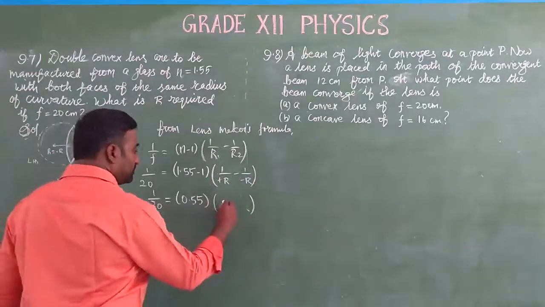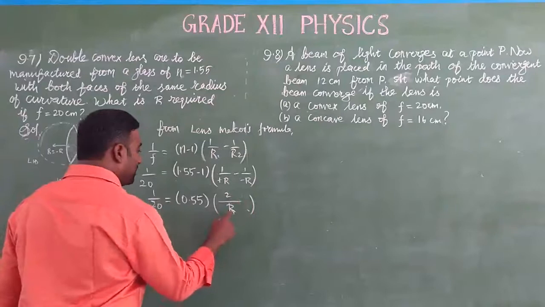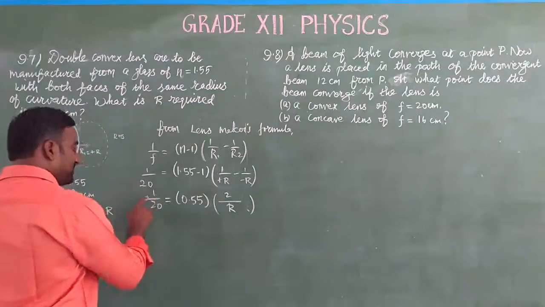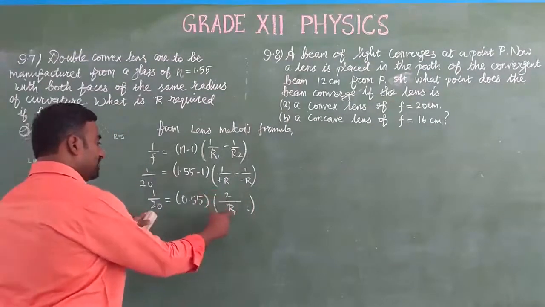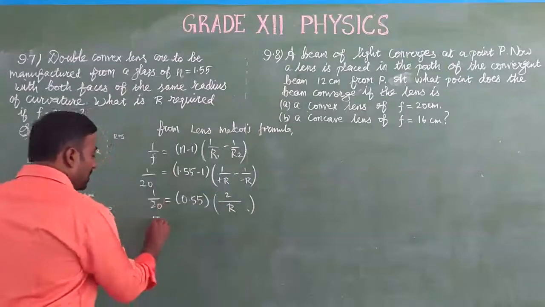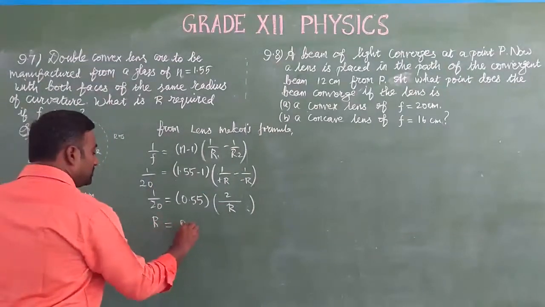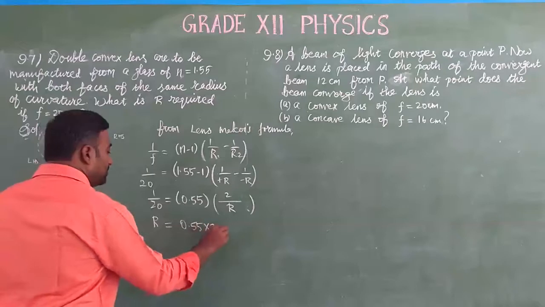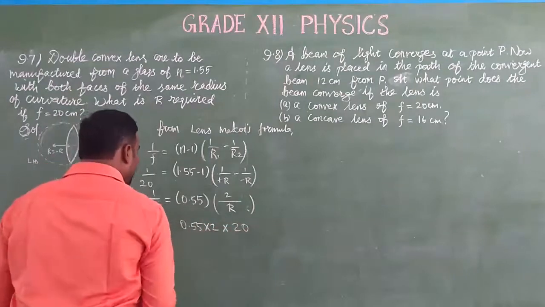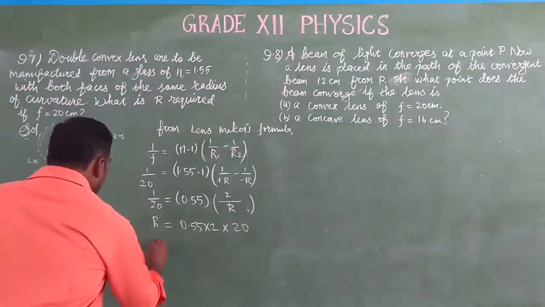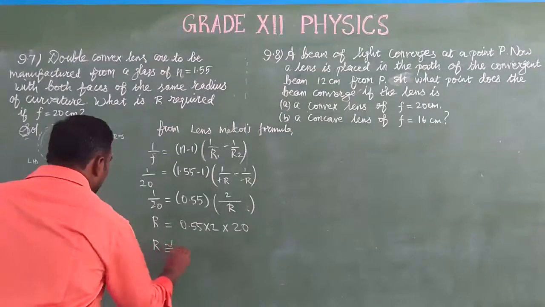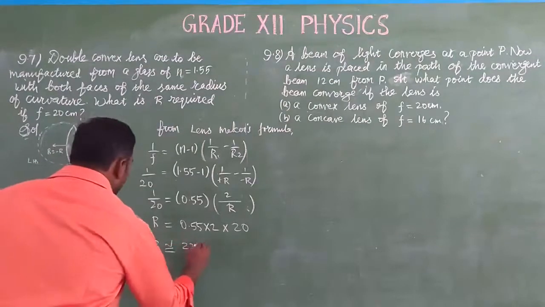So 1 by r plus 1 by r is equal to 2 by r. Therefore, r, you transfer to that side. So 20, similarly, you transfer. So r is equal to 0.55 into 2 into 20. Finally, the radius of curvature is approximately equal to 22 centimeter.